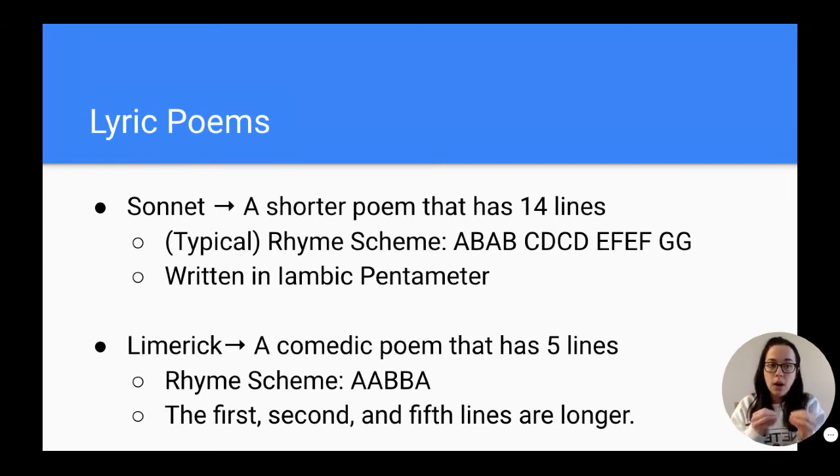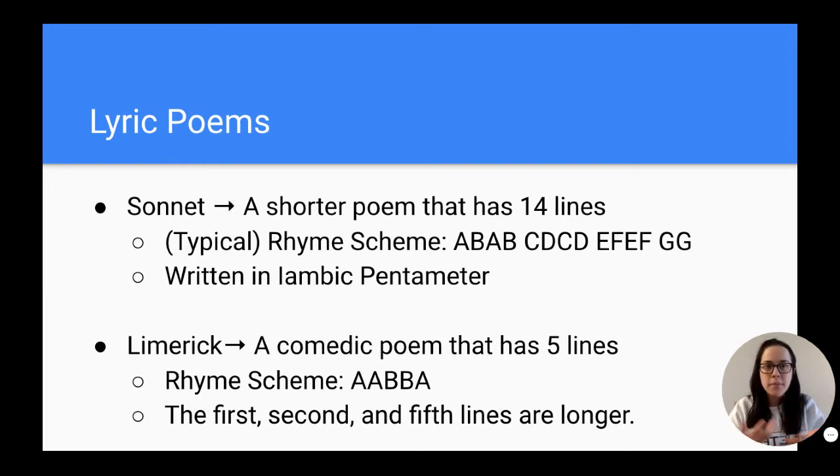A sonnet will always have 14 lines, and there are 3 stanzas of 4 lines, and then what we call a rhyming couplet, which is a stanza with 2 lines. The typical Shakespearean rhyme scheme that we will look at in ELA 8 is A, B, A, B, C, D, C, D, E, F, E, F, G, G.